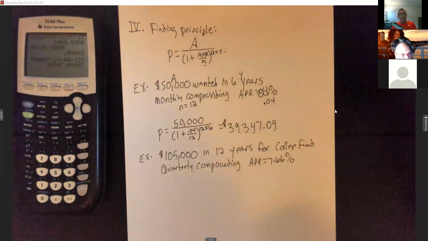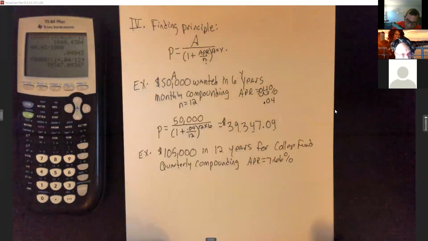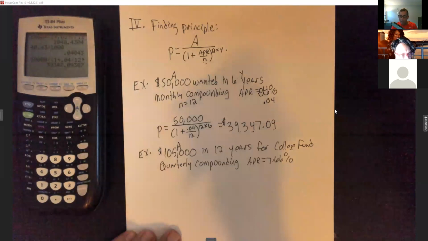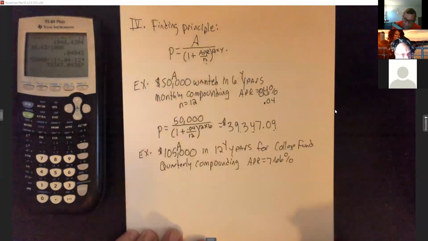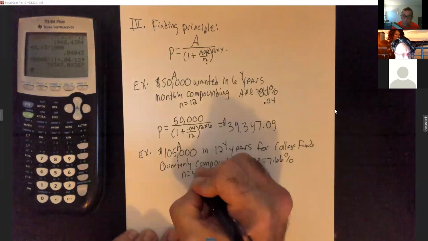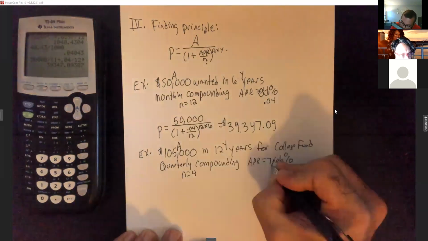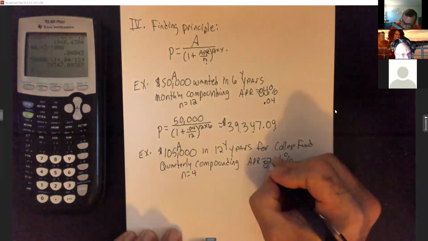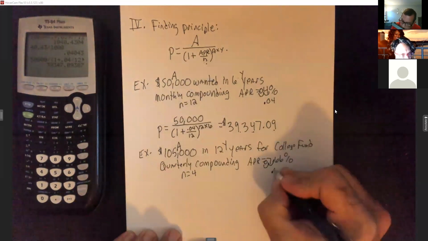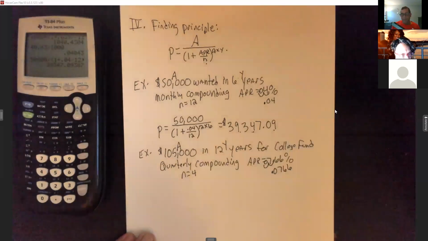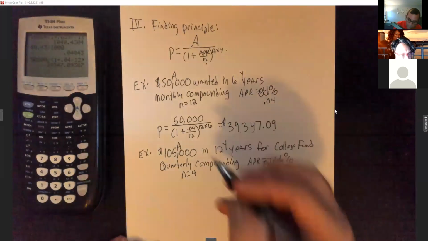Yo, if you notice, I got everything I need again. I know this is my A, that's my ending amount I want. I know 12 is my Y. N, quarterly, means 4 times a year. And I'm going to have a big decimal here, but I got to move it left twice. So I get 0.0766. All right, once again, we're going to plug it right into our formula.